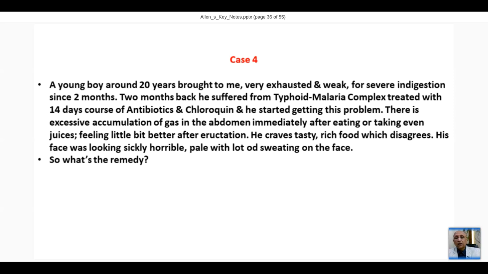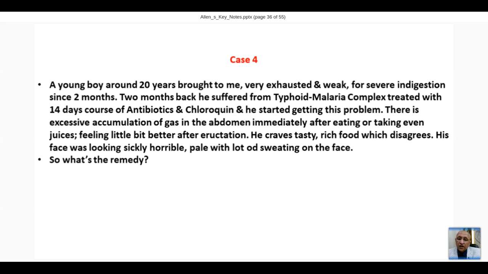Two months back, he suffered from the typhoid malaria complex, treated with a 14-day course of antibiotics and chloroquine, and he started getting this problem. There is excessive accumulation of gas in the abdomen immediately after eating or taking even juices. Feeling a little bit better after irritation. He craves tasty, rich food, which disagrees. His face was looking sickly, horrible, pale, with a lot of sweating on the face.